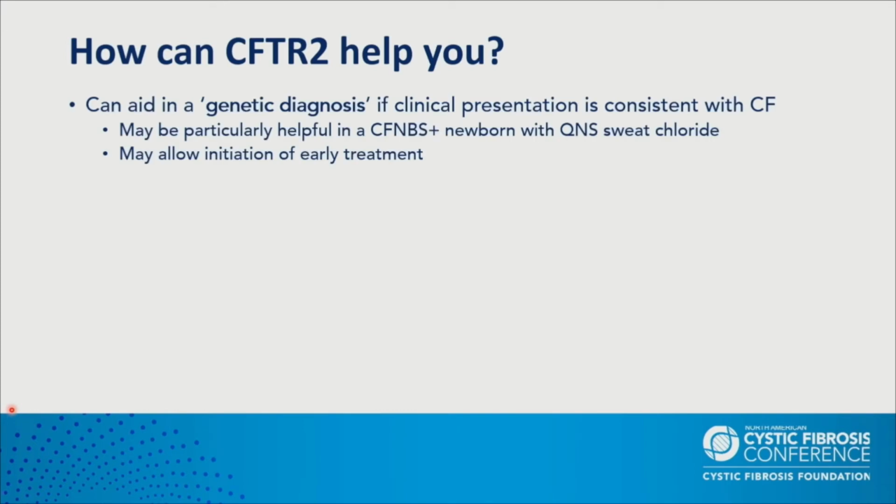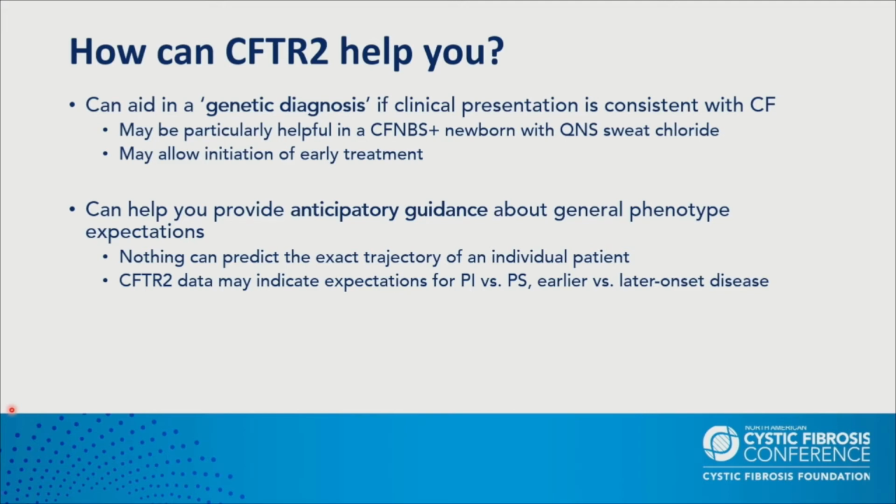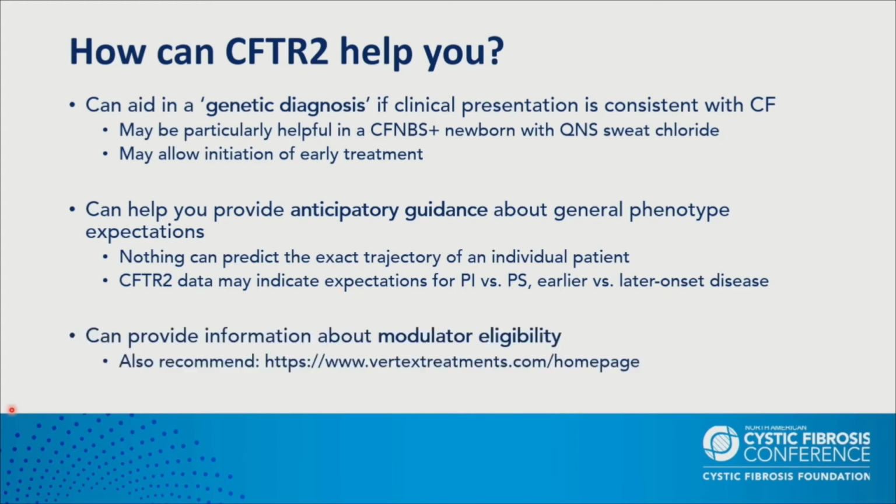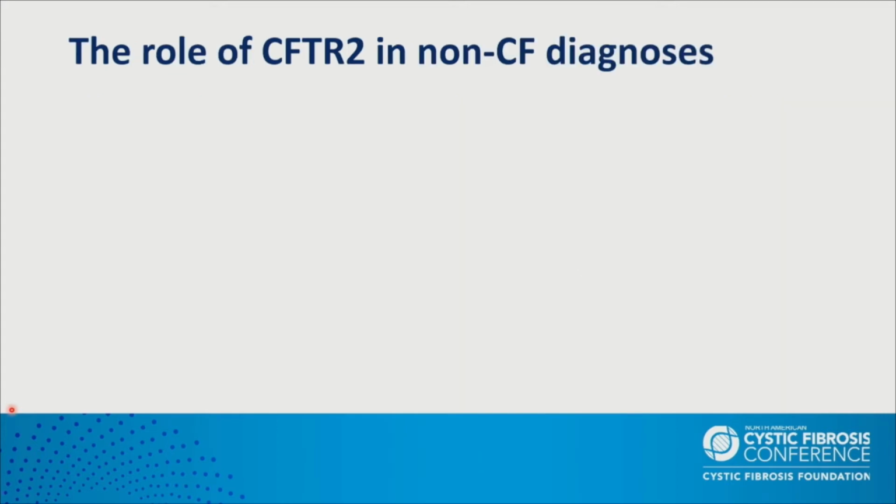So how can CFTR2 help you? It can aid in a genetic diagnosis, of course. We know that you can diagnose somebody with CF if they have two CF-causing variants. You then need to confirm it with a sweat test. But this is really helpful in infants, especially if you can't get enough sweat to get a good value. CFTR2 can help provide anticipatory guidance about a general phenotype expectation. Of course, we can't say what one individual person will do over their lifetime, but you can get a general sense of whether they'll have pancreatic insufficiency or not from the clinical data that we provide. And we do provide information about modulator eligibility. I would also recommend the Vertex treatments page, where you can plug in your variants and it will tell you whether there's a drug for it.